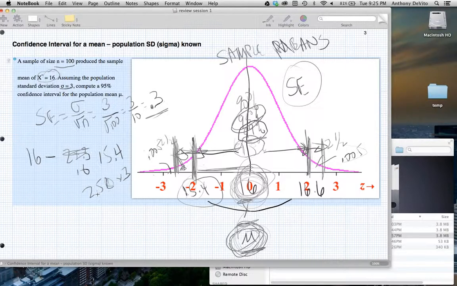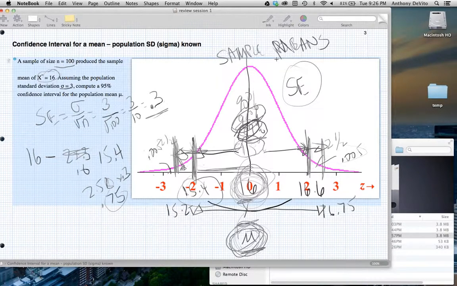That's 2.58 times 0.3, which is going to be, let's see, 0.75. And then it's going to be the same thing, added and subtracted from 16. So this is going to be 15.25 to 16.75. So now I have a wider range for my 99% confidence interval.